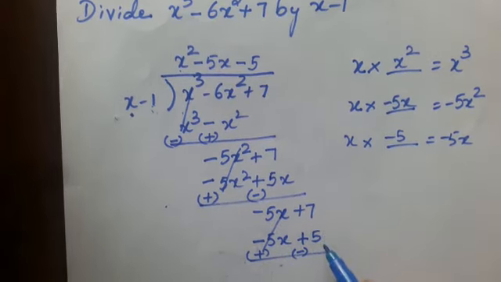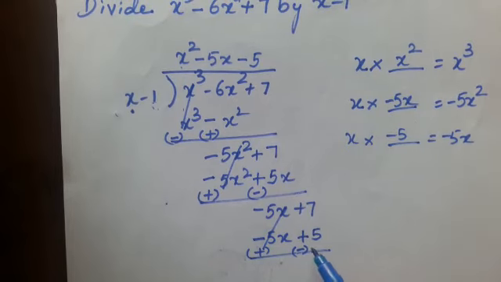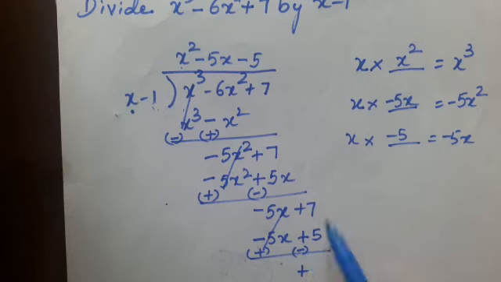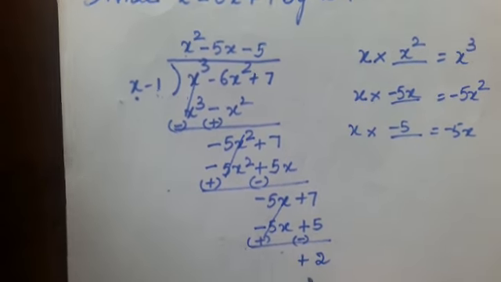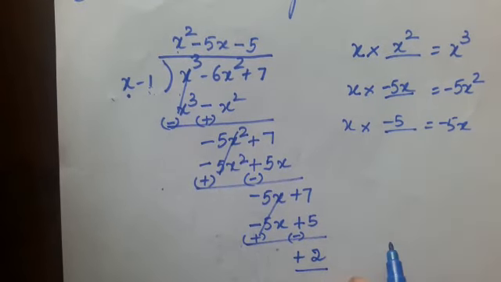Now both are constants, we can add or subtract. So 1 plus and 1 minus, plus 7 and minus 5. The greater number is 7, so we are going to take plus. One positive and one negative number is there, that means we have to subtract. 7 minus 5 is plus 2. So this is the remainder.